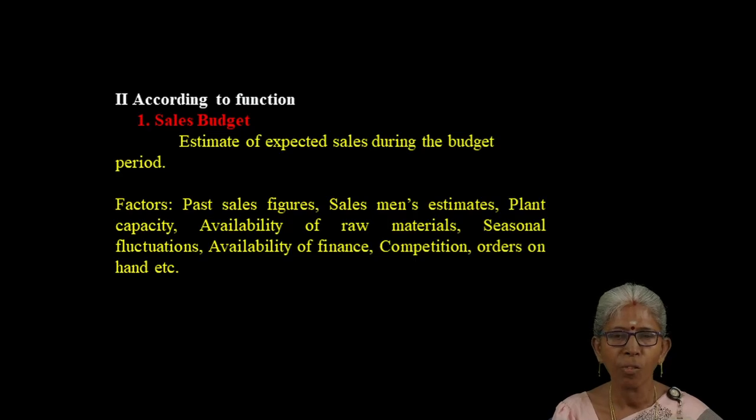Then the second classification is on the basis of function. Here the first one is the sales budget. It is an estimate of expected sales during the budget period. Before preparing the sales budget, factors like past sales figures, salesmen's estimates, plant capacity, availability of raw materials, seasonal fluctuations, availability of finance, competition, and orders on hand must all be considered.